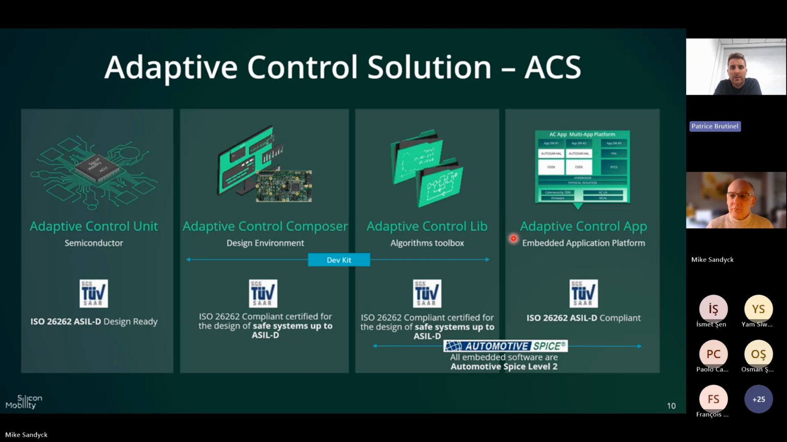Last word on the adaptive control solution. It's a full automotive solution, qualified ASIL-D, ISO 26262. The software follows the Automotive SPICE level 2 standard development process. So we can move forward, Mike, please.